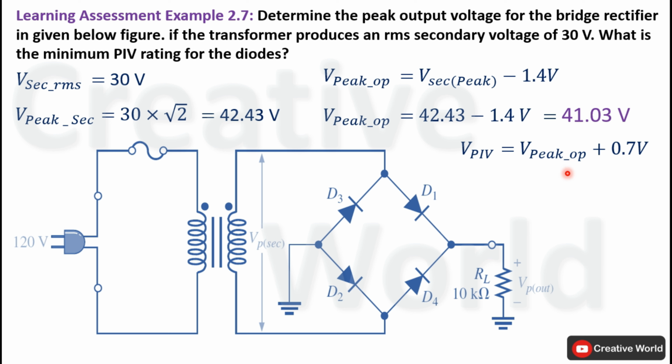Now we will enter the value of the peak output voltage which we calculated in the previous step, that is equal to 41.03 volts, and add these values together. So the peak inverse voltage across the reverse biased diodes will be equal to 41.73 volts. This voltage is actually the minimum peak inverse voltage rating for the diodes.